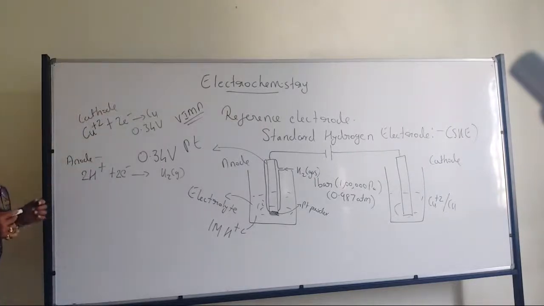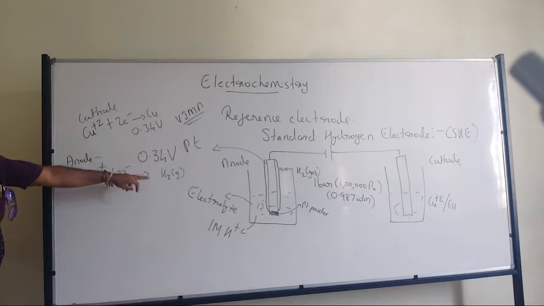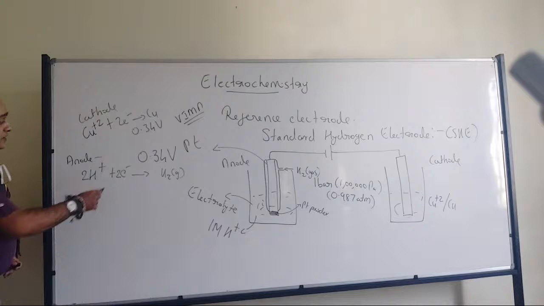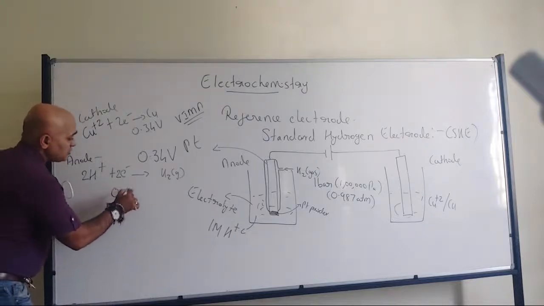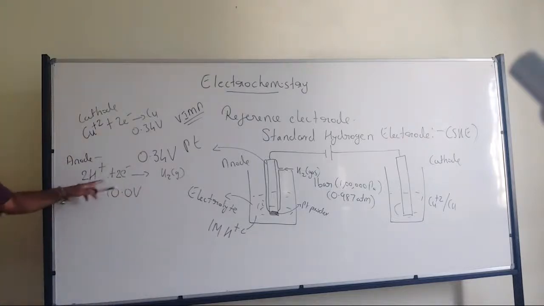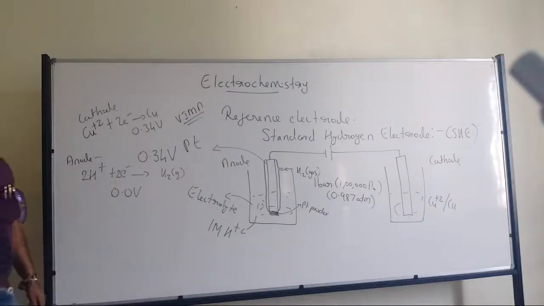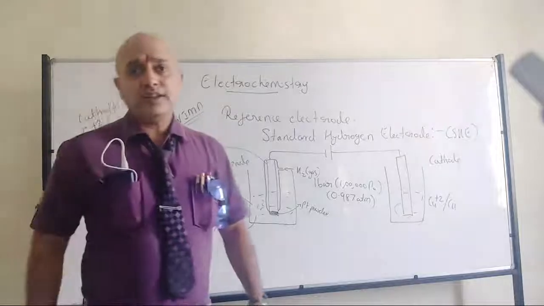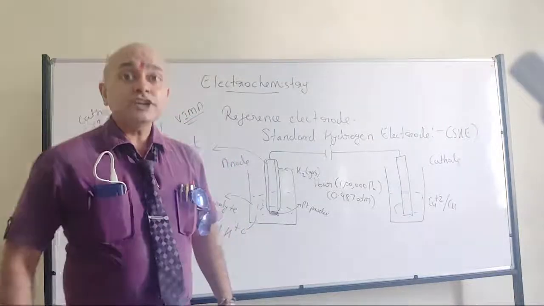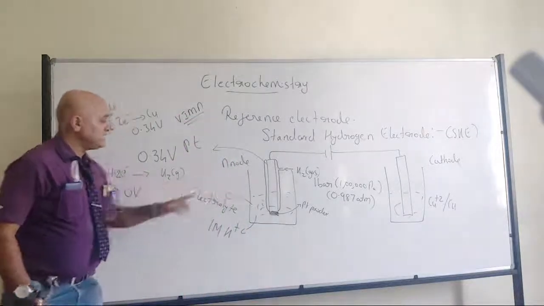So what does it tell? This value tells that cupric ion can take up the electron from the hydrogen, because we have assumed this redox couple value as 0 volt. That's why it is called standard. We have assumed the value of 0 volt for the standard hydrogen electrode. The reduction potential for SHE is 0 volt.